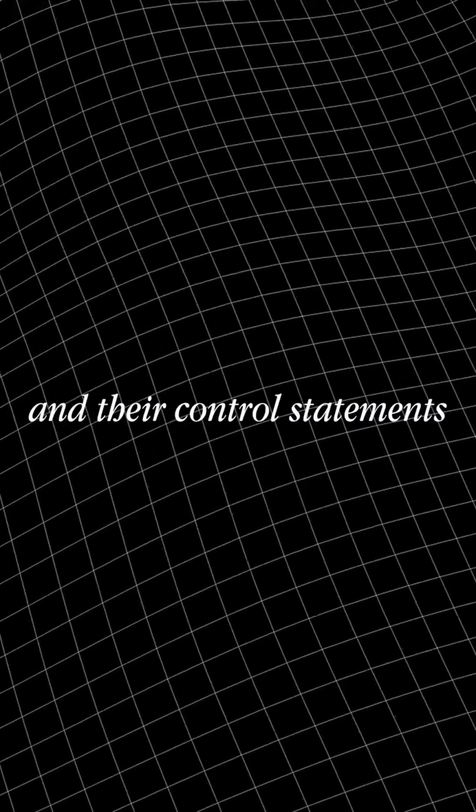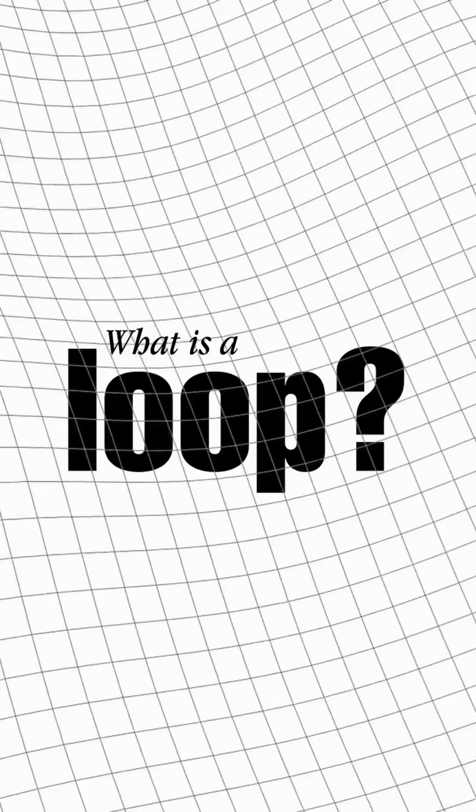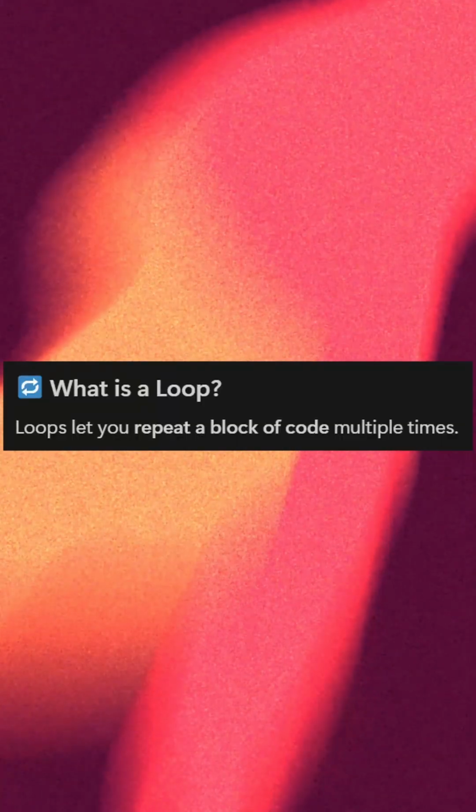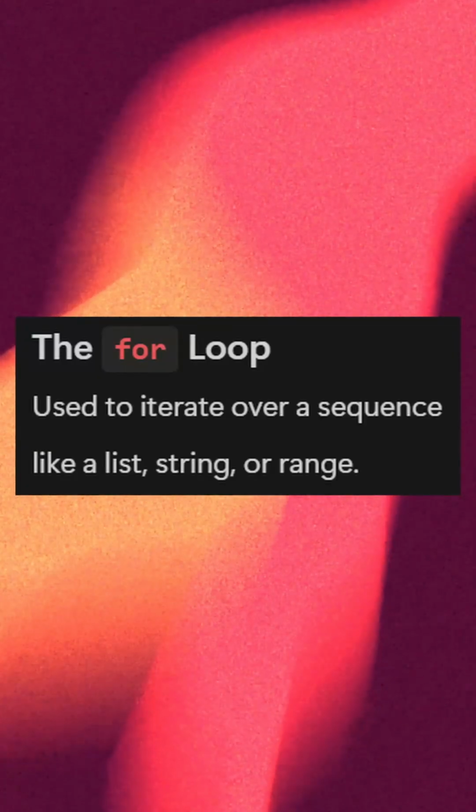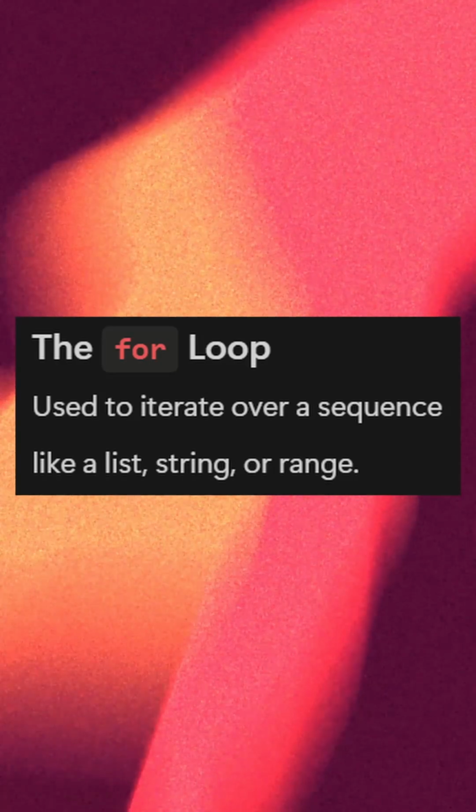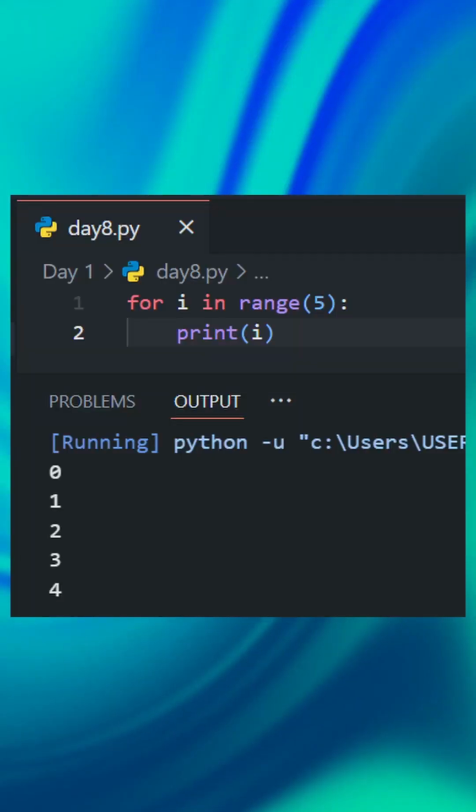Welcome to day 8. Today's topic is loops in Python. We will cover for loop, while loop and their control statements, break and continue. What is a loop? Loops let you repeat a block of code multiple times. The for loop is used to iterate over a sequence like a list, string or a range. Here is an example. This prints numbers from 0 to 4.